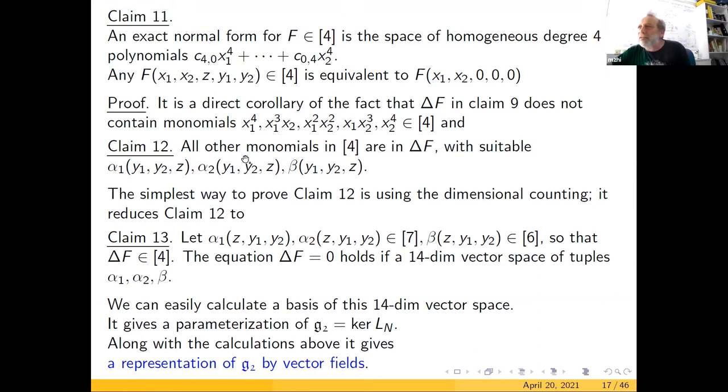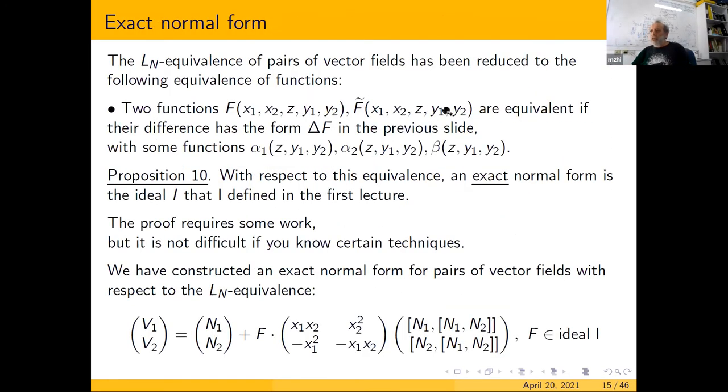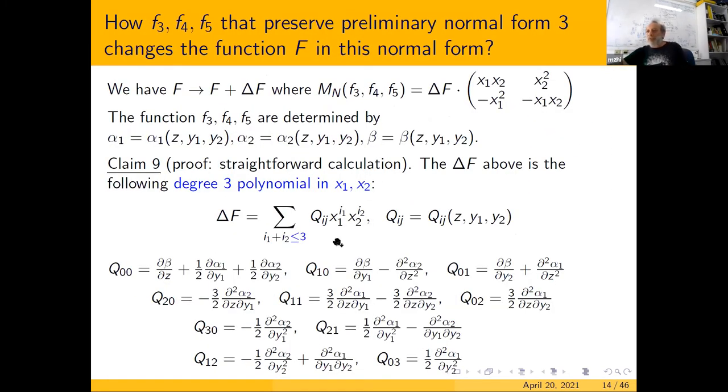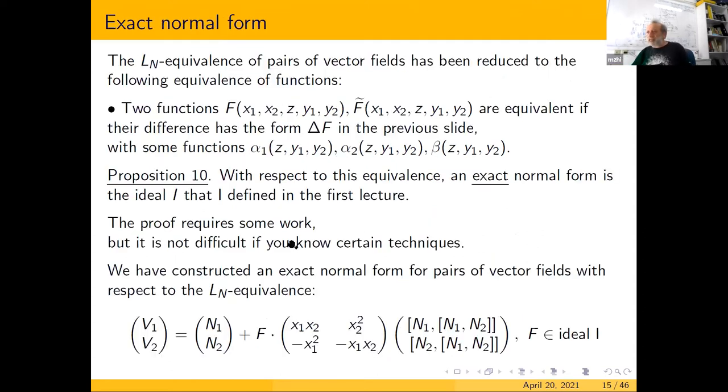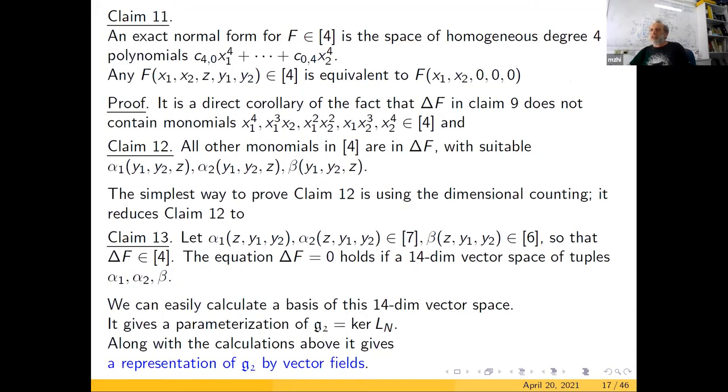And here the proof is immediate, because the proof is a corollary of a very simple thing. The first thing is the fact that delta F, which can be added, is a polynomial of degree not bigger than 3 in x1 and x2. And so we can do nothing with these monomials. They are homogeneous of degree 4, but also with respect to our weights, since there are only x1, x2, they are quasi-homogeneous of degree 4. We can do nothing with them.